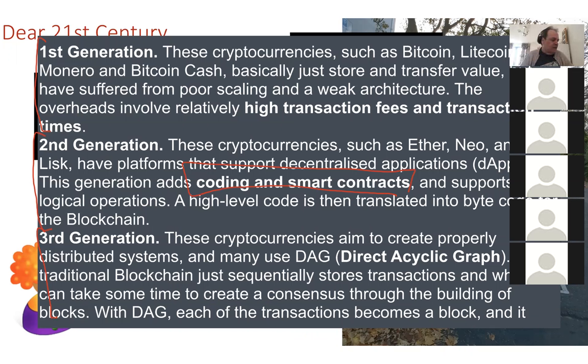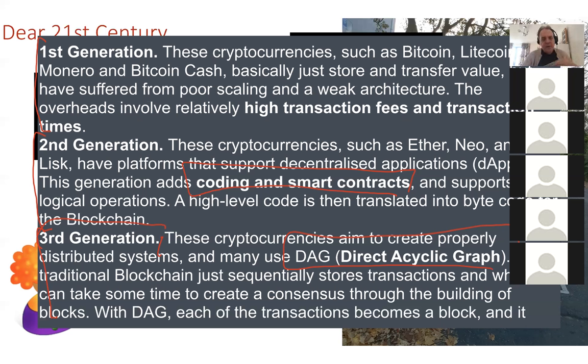And then the third generation, we're looking at what are called directed acyclic graphs. In this way, we can actually create chains of transactions. And IOTA is a good example of this, where we get instant consensus. Because what we want is that for a piece of data from a sensor, such as a heart rate sensor, there is a consensus to know that that data is actually correct.